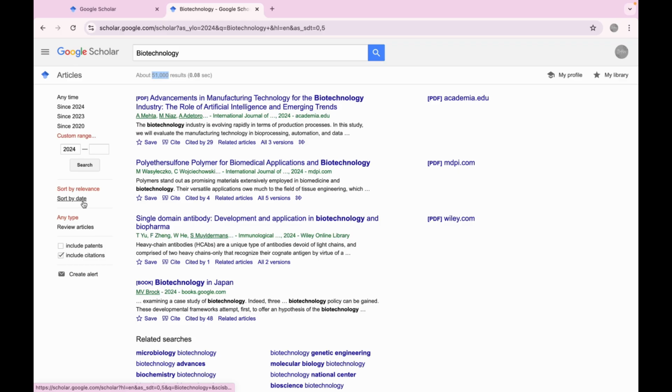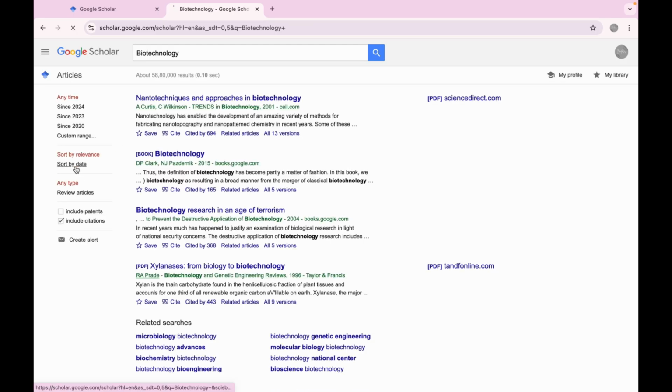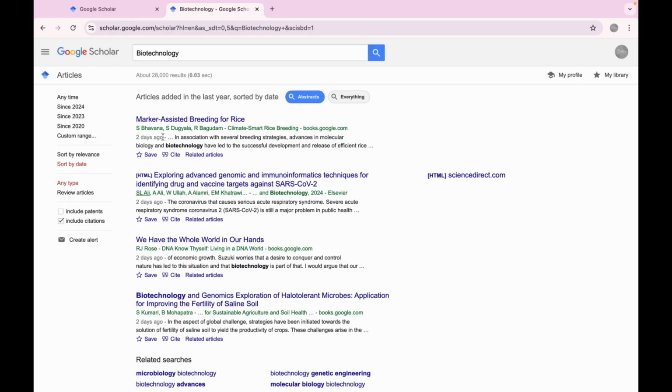Relevance means the paper has more credibility, more citations. You can see cited by 29, cited by 4 people, cited by 1 person, cited by 48 people, so more credible data is there. That is relevance. Sort by date means you will just see the latest papers. If you go by date, 2 days ago a paper came on marker assisted breeding for rice, which is a very good thing, right? But I would say let's go by relevance.